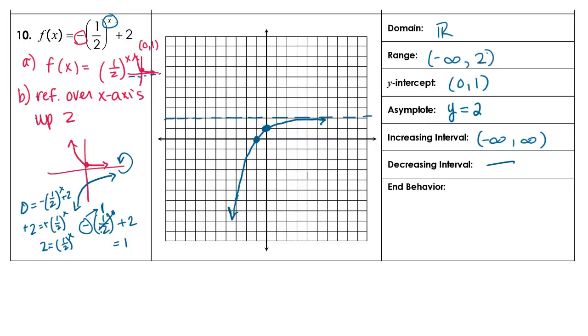So we have to be careful with that. Again, your x's are always approaching negative infinity and positive infinity. And as x approaches negative infinity, f of x is also approaching negative infinity. As x approaches positive infinity, f of x itself is approaching that asymptote of positive 2.